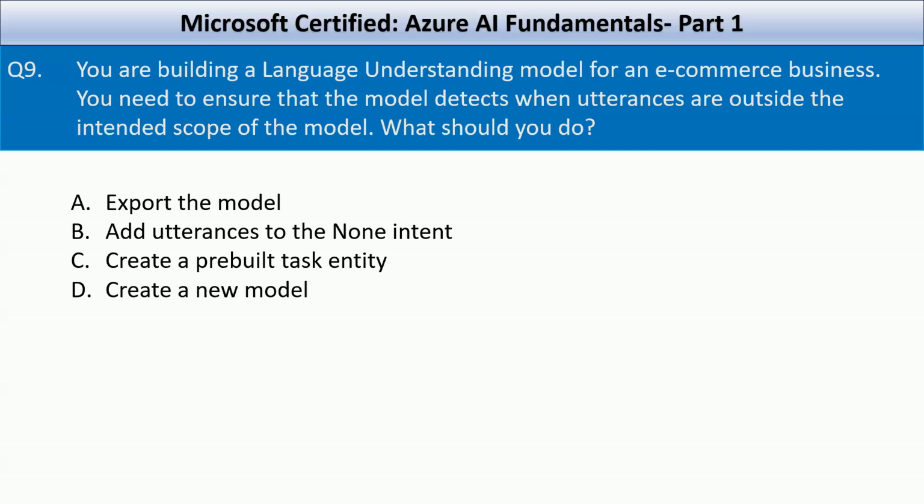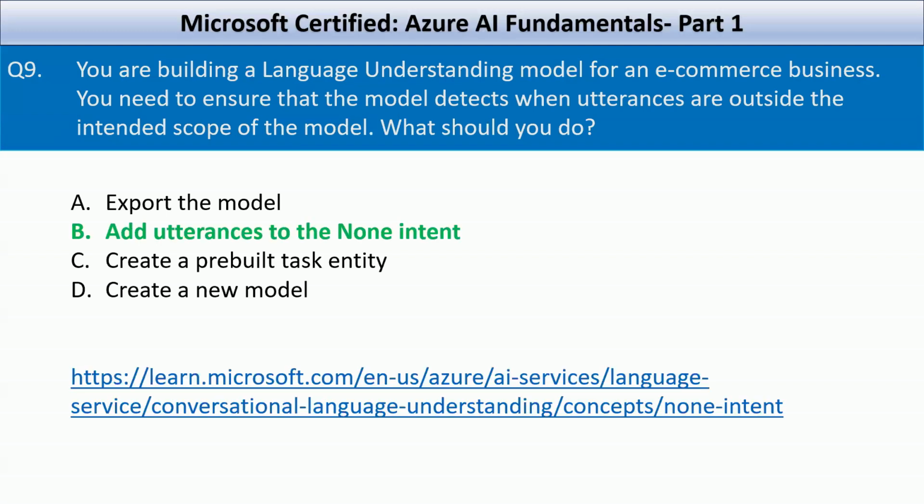Folks, in language understanding or conversational language understanding models, the none intent is used to handle out of scope utterances. By adding sample utterances to the none intent, the model learns to recognize when user input does not match any defined categories, reducing false positives. As always, there is a link on your screen. Feel free to browse through the link to understand more about none intent in language understanding models.